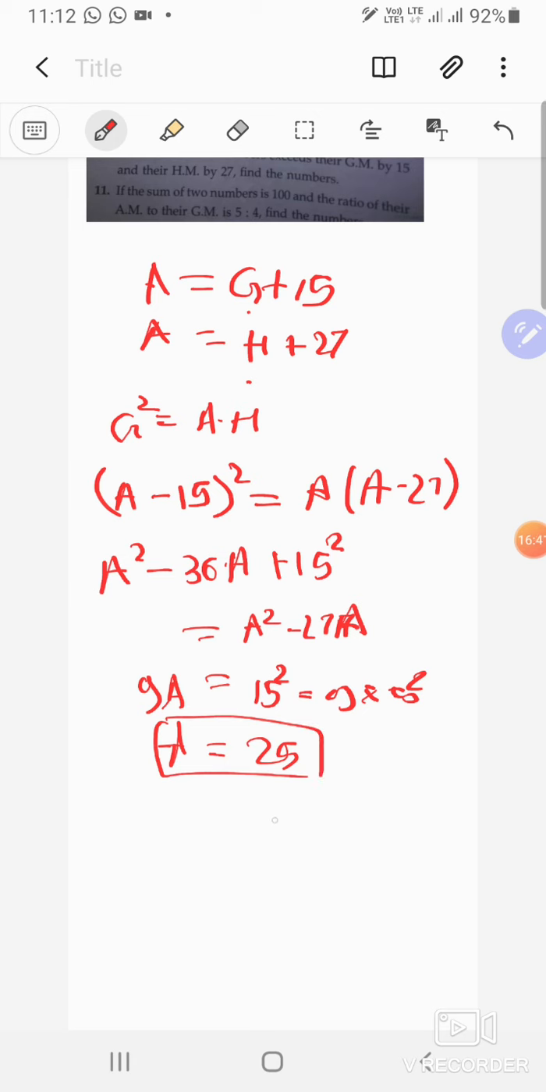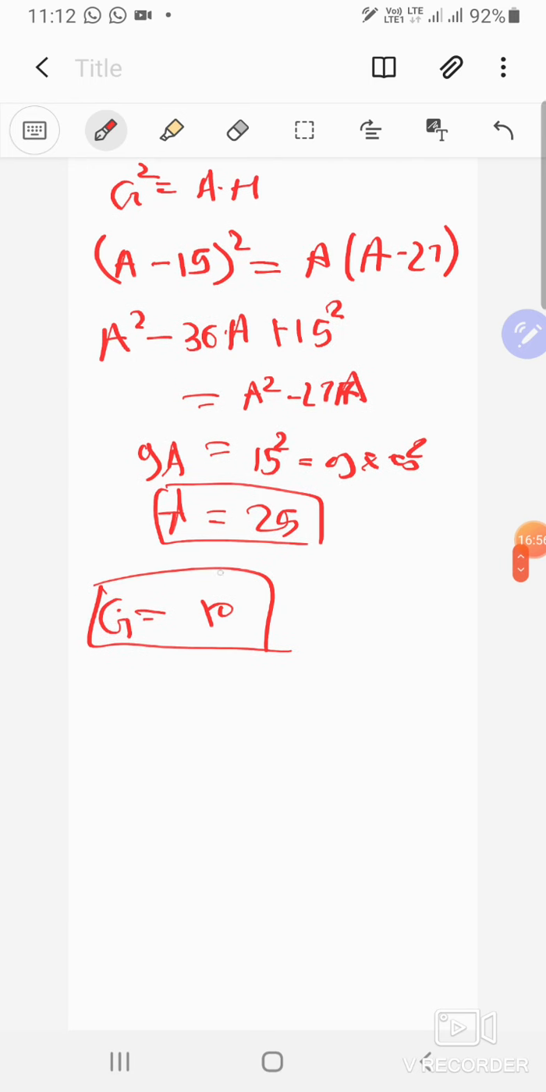Let's find the geometric mean through that. So the geometric mean is going to be A minus 15, which is 10. So the geometric mean is 10. Okay, so let's find those two numbers. The arithmetic mean is 25, which means that the sum of those two numbers is 2 times that, which is 50. The geometric mean is 10, which means that the product is going to be 100, so 10 squared is 100.